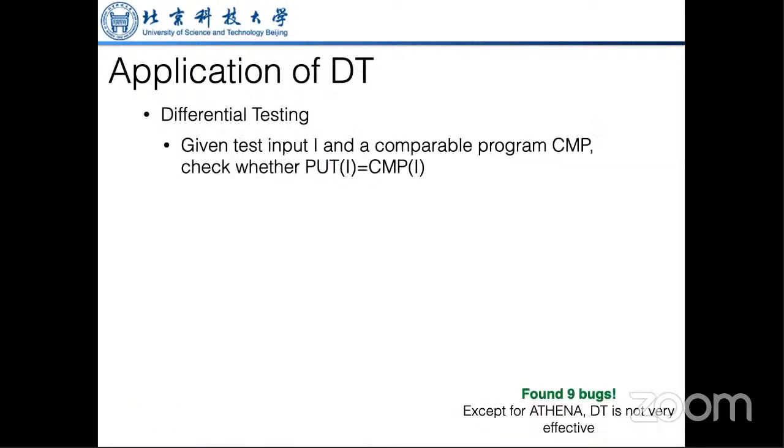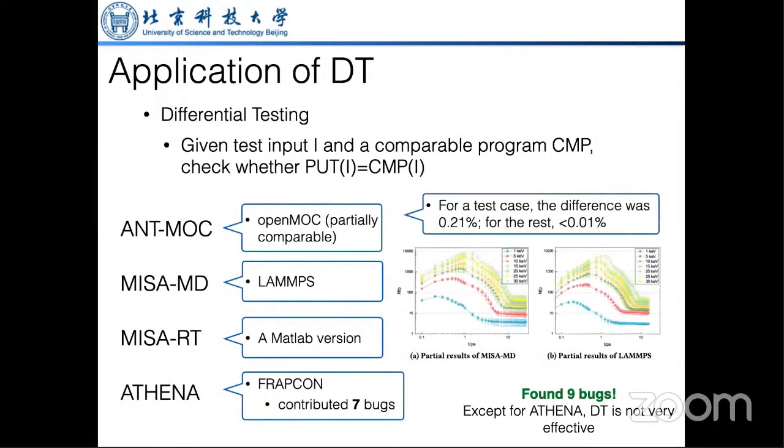To apply differential testing, we check whether the actual output of the program under test is equal to that of a comparable program. The major difficulty is that not all the programs have fully comparable versions. For example, for Antmok, the open source program OpenMOC is only partially comparable because it does not support fast reactors. We found 9 bugs by using differential testing, and SYNA contributed 7 of them. Because SYNA is a rewritten function program of FRAPCON, we are able to verify every function in SYNA.